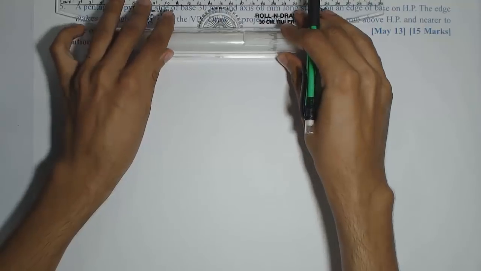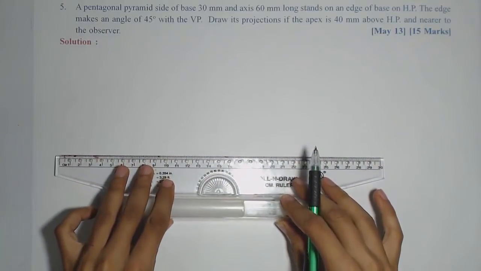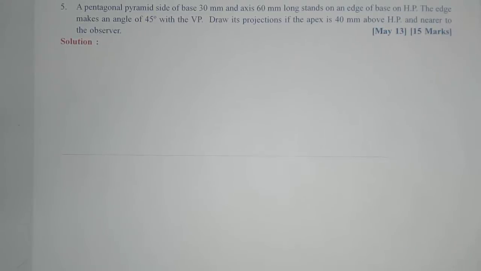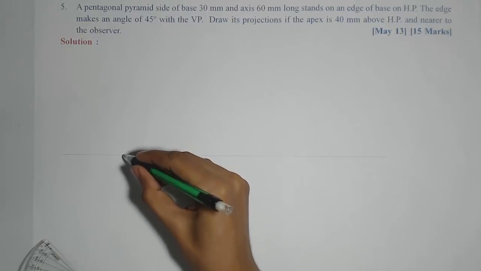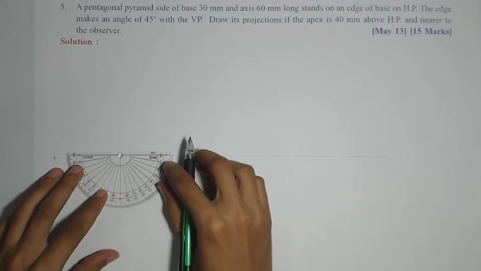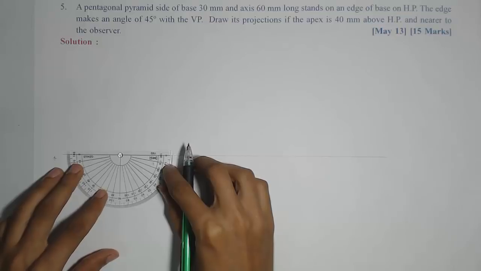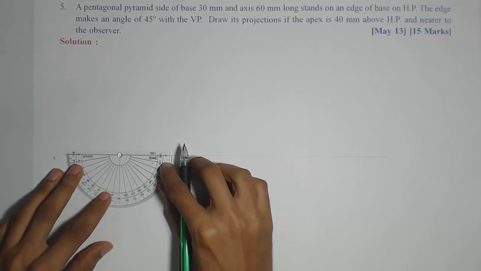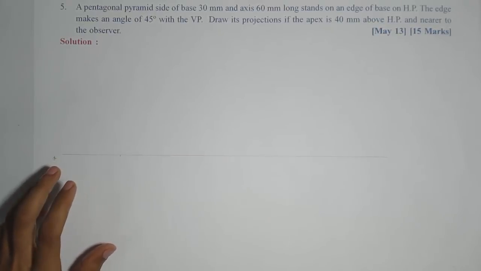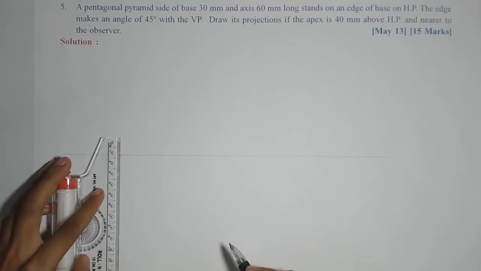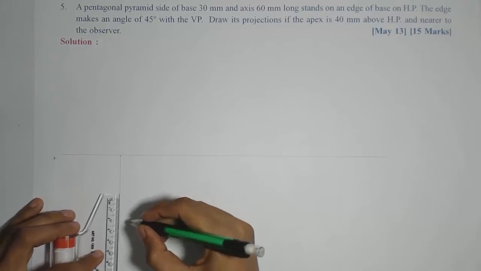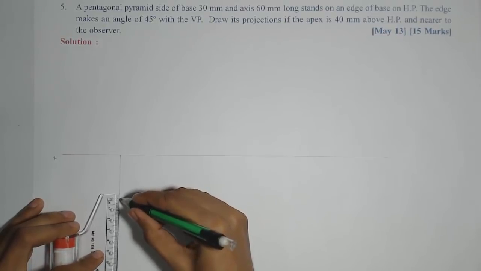First stage is same as done in previous 4 problems. Drawing the pentagonal base in the top view with one of the base edge perpendicular to XY line and on the right hand side. And here the dimensions given for base edge and axis length. Base edge is 30, so I will draw the pentagon of 30 mm side.